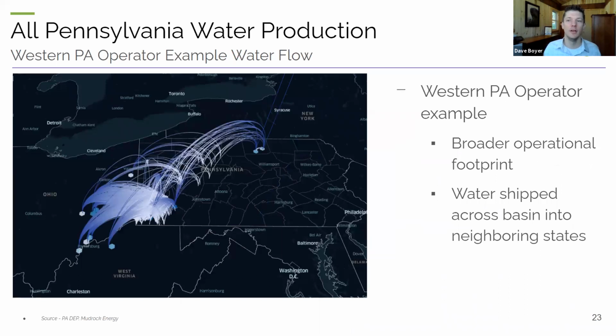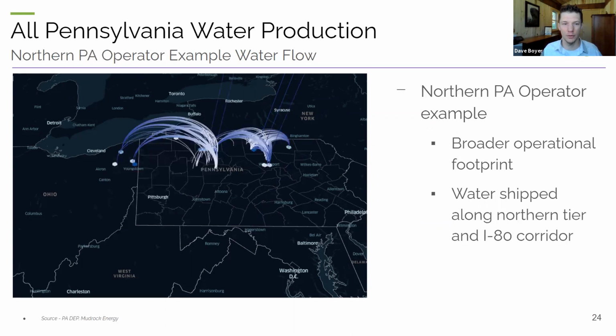We compare that to a western PA operator. This is a much broader operational footprint. Water is being shipped across the basin and into neighboring states. And finally, another one up here in northern Pennsylvania, it's got a broader operational footprint, maybe a little narrower than the western PA operator. But you can also see that their network is shipped right along that northern corridor and I-80. And so, each one of these networks is slightly different.